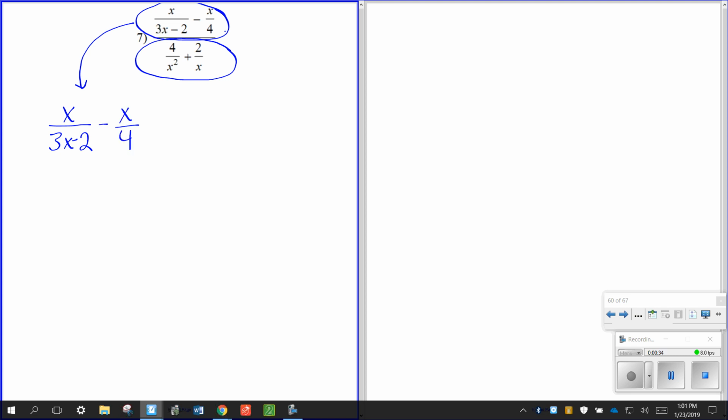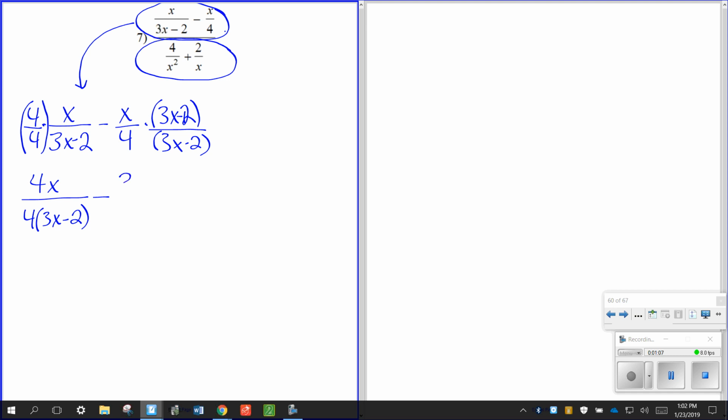We don't have common denominators, so we multiply the first fraction by the denominator of the second, and we multiply the second one by the denominator of the first, minus 2. And when we do that, we get 4x over 4 times 3x minus 2 minus 3x squared minus 2x over 4 times 3x minus 2.